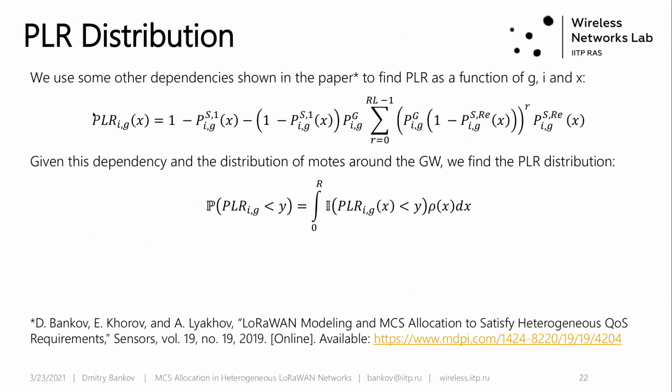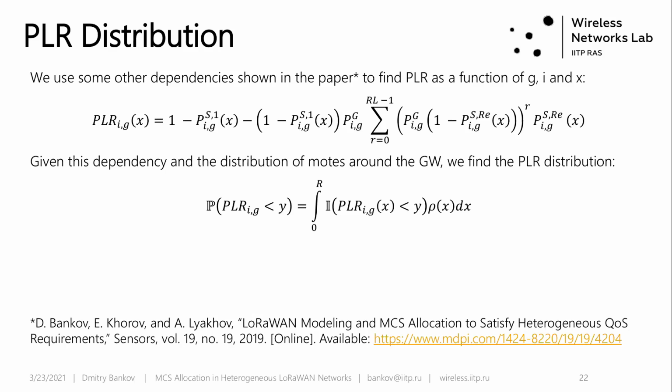So in the end, we can obtain the PLR as a function of the distance between the node and the gateway. And we have a PLR for different MCSs and different groups of nodes. And if we consider some specific distribution of node distance to the gateway, we can find the PLR distribution in the network, like shown on the slide. So we integrate over this distribution and consider only the values of PLR which are less than some value y.